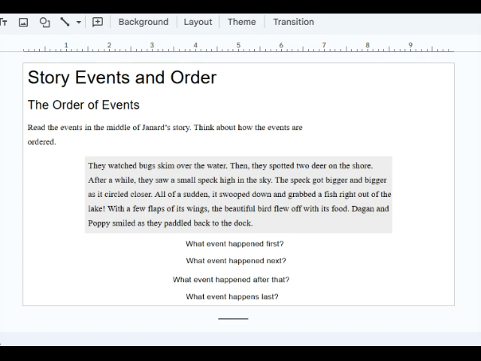Ask yourself, what event happened first? What event happened next? What event happened after that? And what event happens last? He had them all in order.